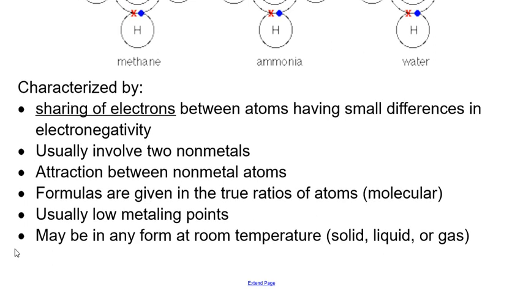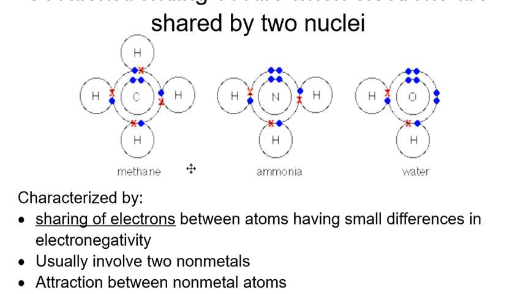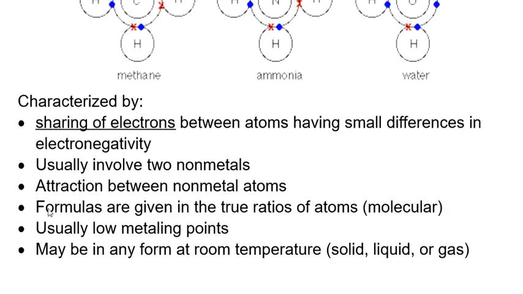And then they're given a true ratio, so a molecular formula. So that's why ionic compounds and molecules are different. They usually have lower melting points, but that's not always true. And then they can be in any form at room temperature, so solid, liquid, gas, etc. So looking up here, methane is a gas, ammonia is generally a liquid but has a fairly low boiling point, and then water generally is a liquid. All right.